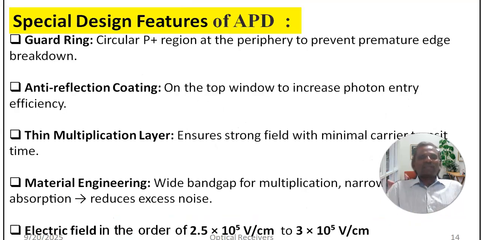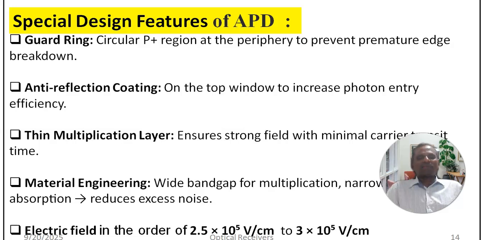Then special design features of the avalanche photodiode. In order to protect against noise, we use guard rings, a circular P plus region at the periphery, to prevent premature edge breakdown. Then you have an anti-reflecting coating on top of the window to increase photon entry efficiency. A thin multiplication layer ensures a strong field with minimal carrier transit time. Then material engineering: a wide band gap for multiplication and a narrow band gap for absorption, which reduces excess noise.